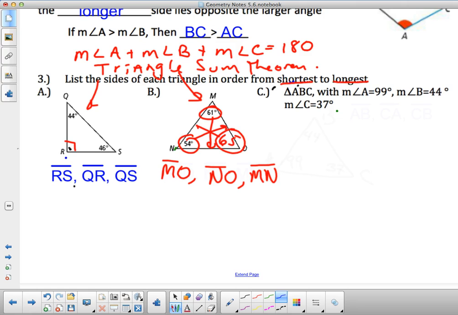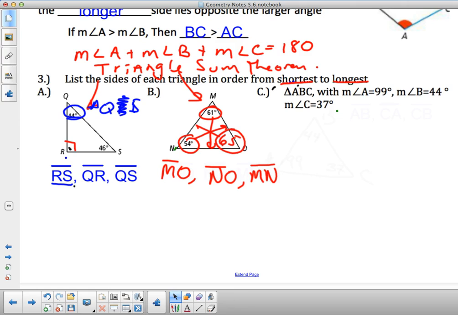If I've got the smallest angle at Q, and I know this is triangle QRS, that's the smallest, and the smallest angle is Q. The other 2 angles make my side that's opposite: RS. Okay, if I got my next size angle, 46, as S, then the side opposite must be QR. My largest angle, which is R, the side opposite that is QS.